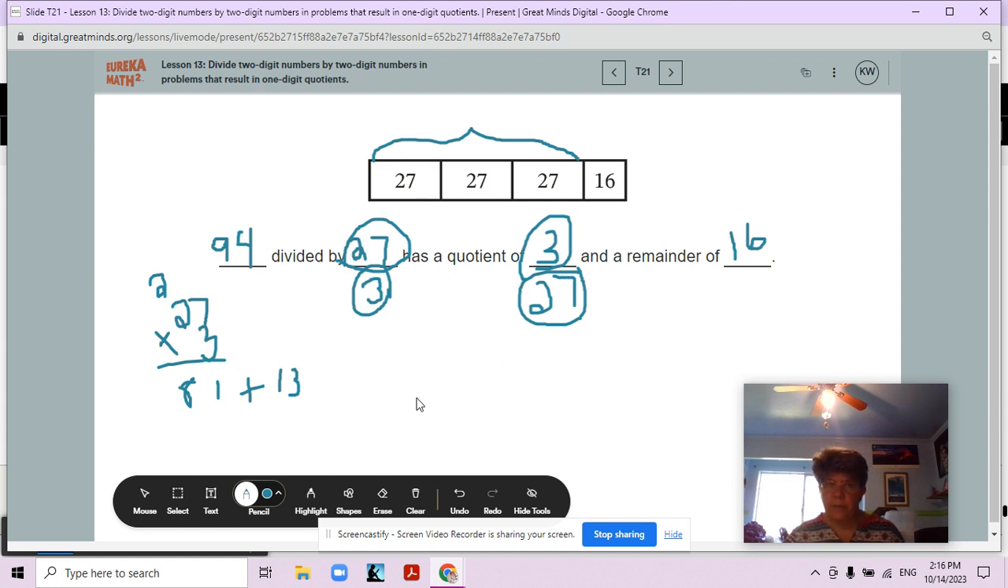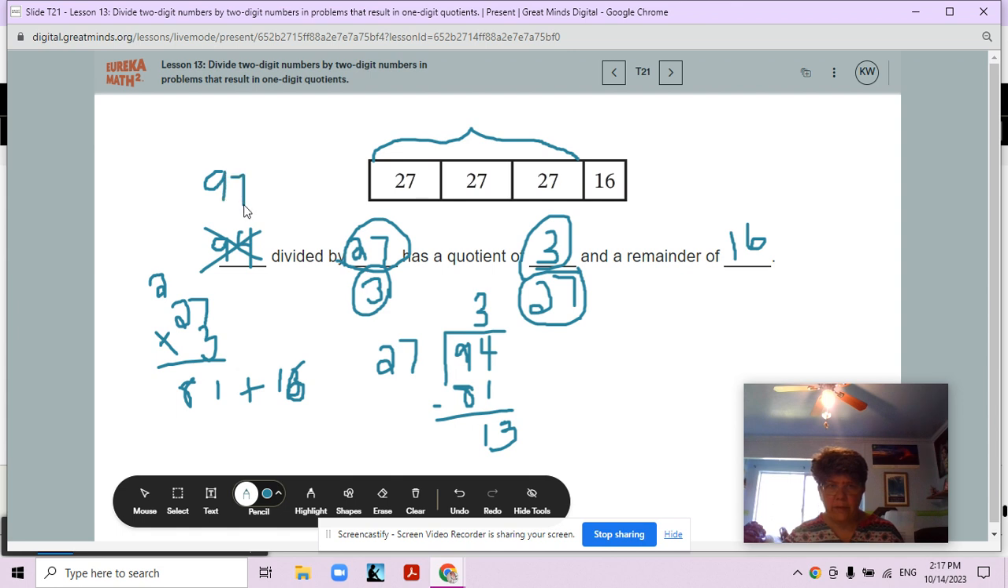All right. Should we double check that? 94 divided by 27. 27 times 3, we already proved, was 81. Subtract 13. Oh, 13. But that's 16. Oh, it's because for some reason I added 13 instead of adding 16. So this should not be 94. This should be 97. See?